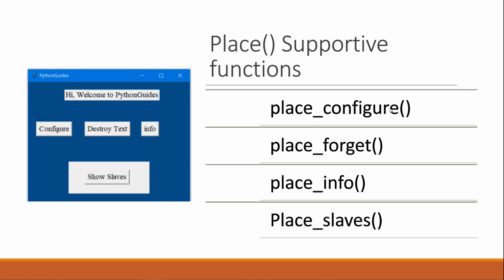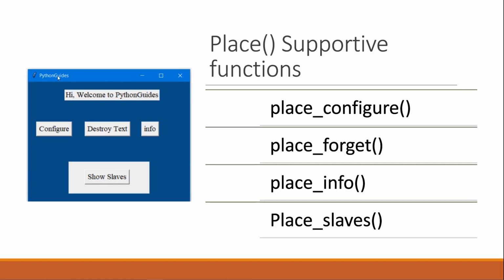Place Forget is used to destroy or delete the Place Geometry Manager. Place Info returns the list of all the options and their current values. Place Slave returns the list of all the child widgets associated with that particular widget. For example, if you are using a frame and inside that frame you have added 3 other widgets, that means it will display the names of all those widgets.